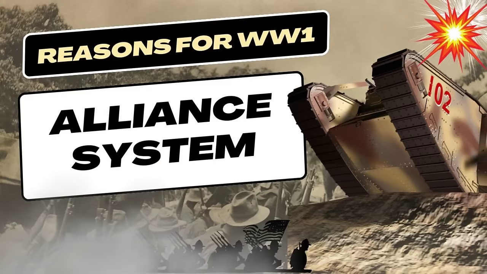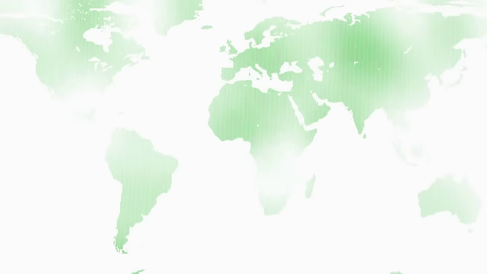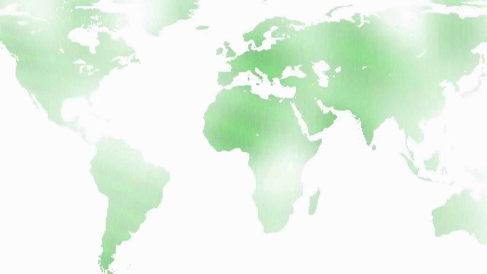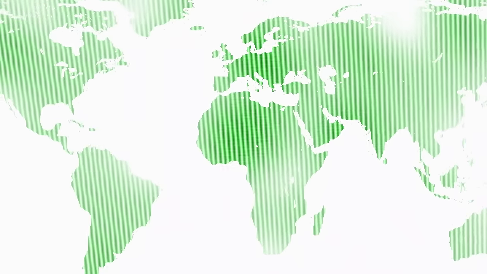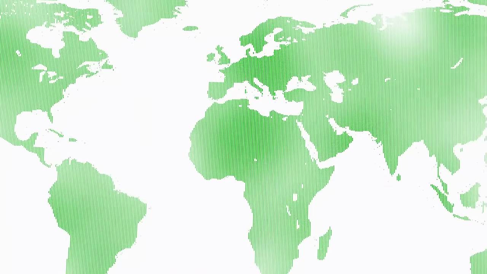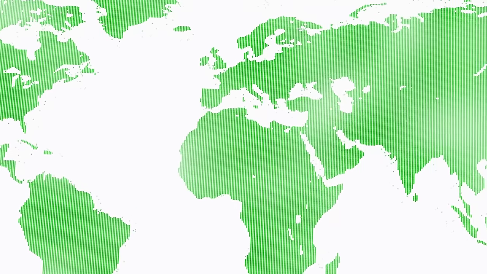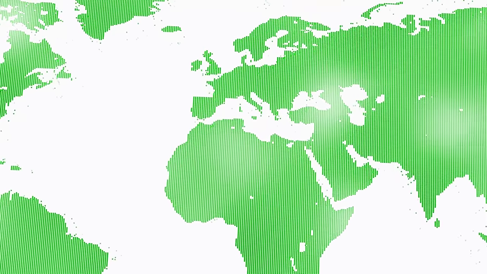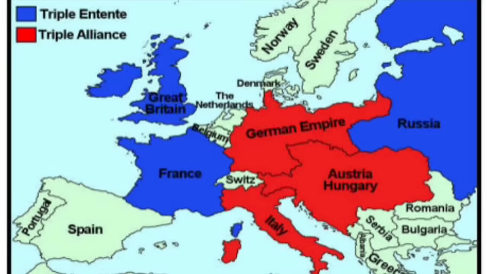1. Alliance system. The complex system of alliances among European powers created a volatile situation where a conflict between two nations could quickly escalate into a larger war involving multiple countries. The rigid alliance structures, such as the Triple Entente, France, Russia, and the United Kingdom, and the Triple Alliance, Germany, Austria-Hungary, and Italy, locked nations into predetermined roles and commitments, making diplomatic resolutions difficult.